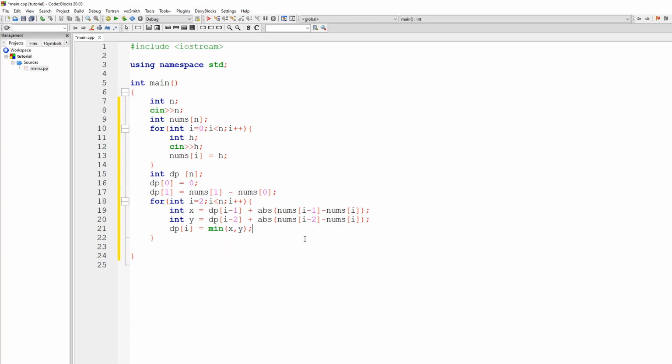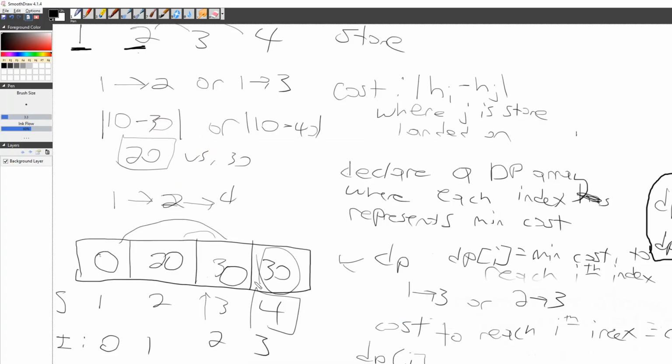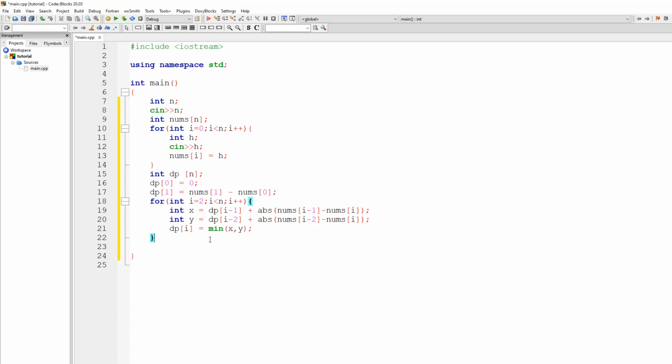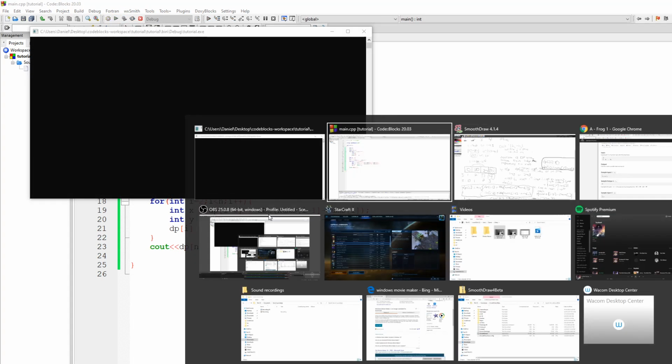And so, like I said in our recurrence relation, we just want to pick the minimum of these two values. And then we want to return the very last index, or stone minus 1, right? Because stones are just indexes plus 1. So dp sub n minus 1. Okay, let's run it. Oh yes, sorry, n minus 1, n minus 1. That's the number of stones you have.